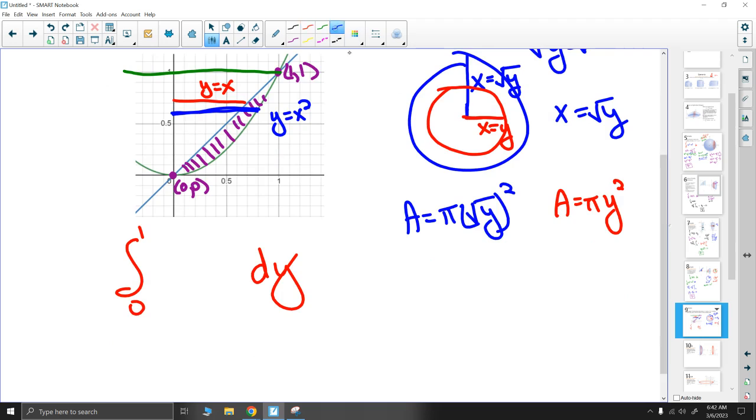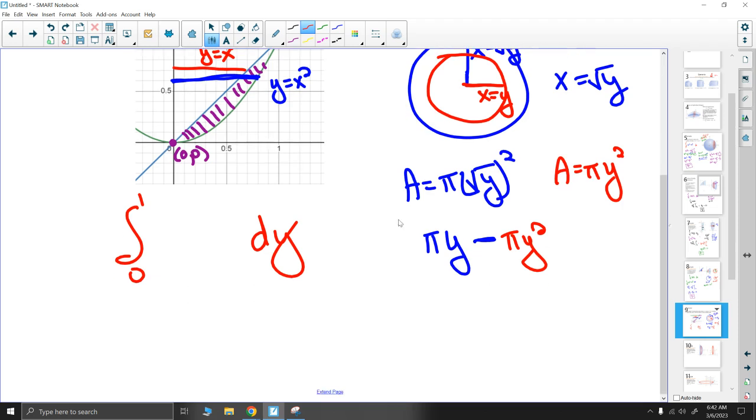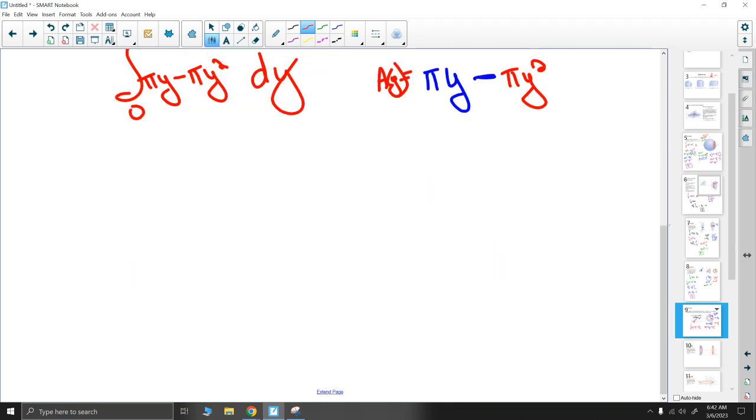Okay, so taking a look at this, we'd have pi y minus, because we're going to take the big circle and subtract the little circle, pi y squared. And again, same thing, the power being bigger on the small one makes sense because we're looking between 0 and 1, so we're less than 1 here for most of it. Okay. So this is the area of our washer in terms of y. So pi y minus pi y squared dy is what we're going to integrate.